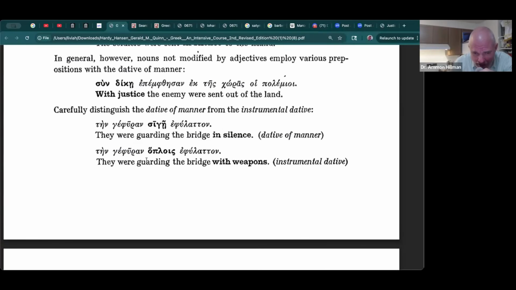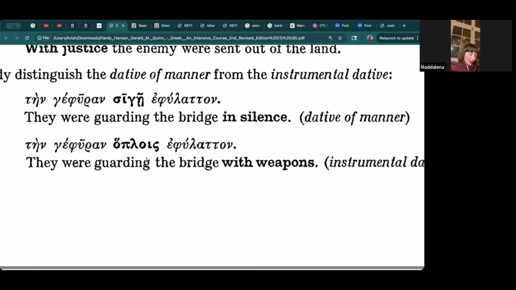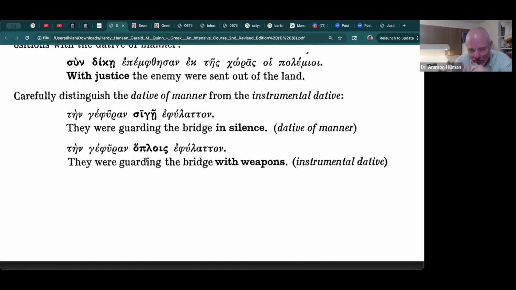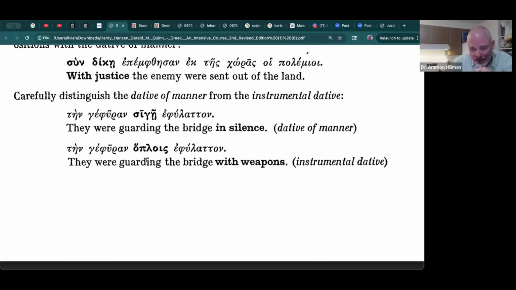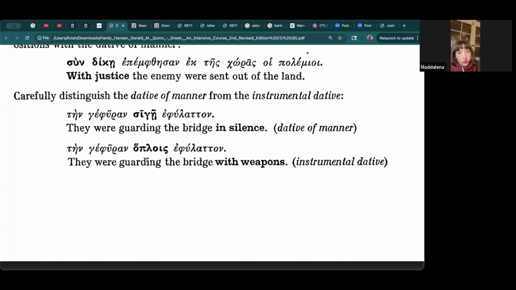Just appreciate for a minute the slight difference between these two. Sige up top, the first example, "in silence," is the dative of manner. How was it done? Sige. It was done with silence, or silently. That's a dative of manner.